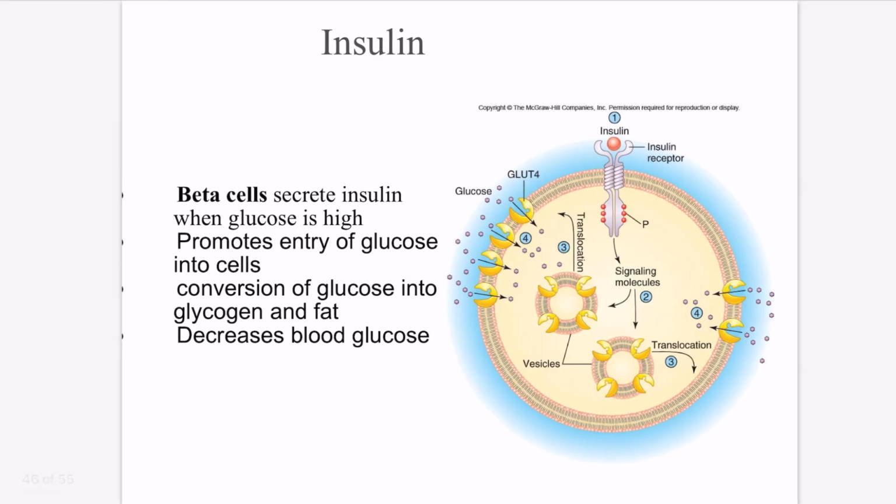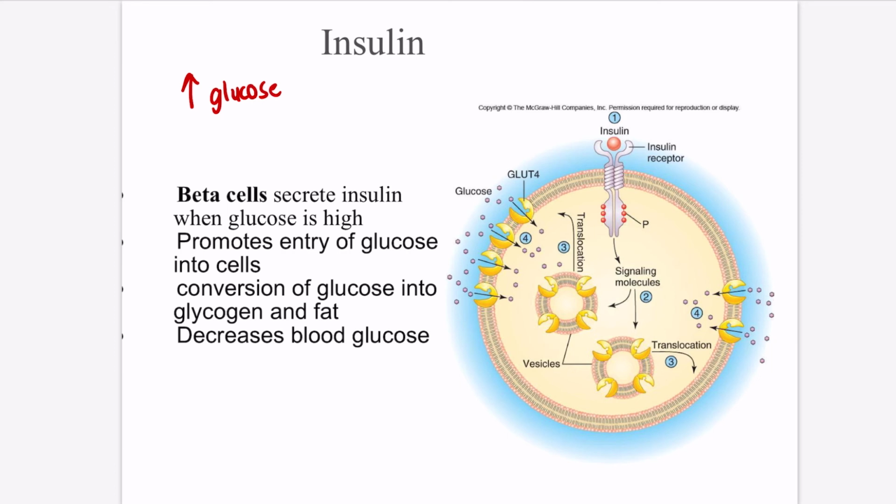Insulin is antagonist to this, and so it's going to do the opposite. Beta cells within the islets of Langerhans secrete insulin, and they secrete insulin when glucose is high. And so say before you went to the lab, you ate a really big breakfast at McDonald's and you had really high glucose for some time. And what happens is beta cells of the islets of Langerhans are going to secrete insulin. And what this does is it promotes entry of glucose into cells.